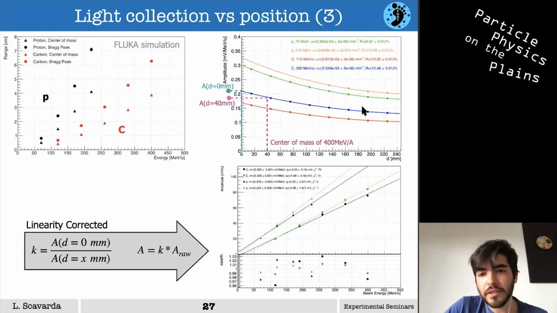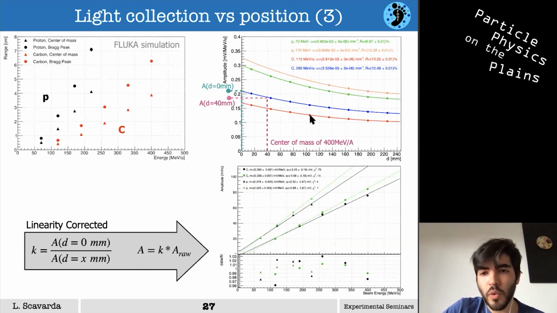Okay, from these plots, we can calculate the correction for our linear response. So, for example, we can take one particle like carbon with 400 MeV per nucleon, and we can know directly that its range of the center of mass is 4 centimeters. So, from these 4 centimeters or 40 millimeters, we can know directly the amplitude, the light that we collect, with the average amplitude, so the average photons that we can collect with this energy.